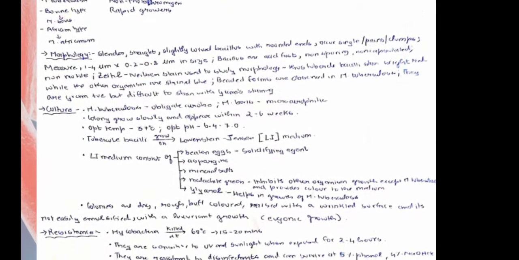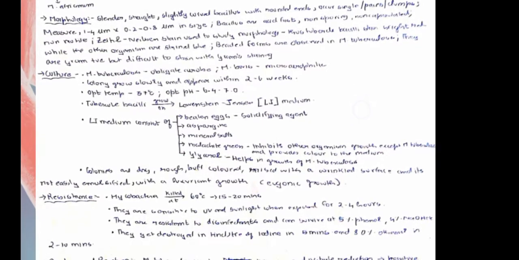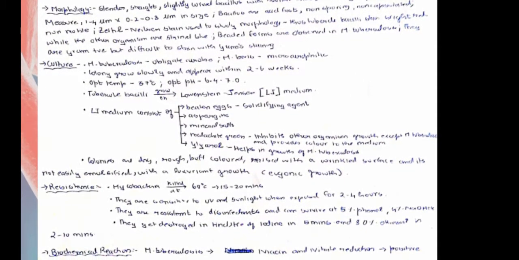Coming to the cultural characteristics, Mycobacterium tuberculosis are obligate aerobes, and Mycobacterium bovis is microaerophilic in nature. The colony grows slowly and appears within 2 to 6 weeks, the optimum temperature is approximately 37 degrees Celsius, and the optimum pH is 6.4 to 7.0. The tubercle bacilli grow easily on LJ medium, that is Lowenstein-Jensen medium, and it's an important MCQ.